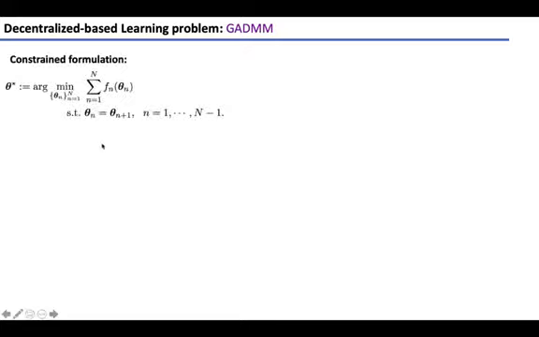Now we describe our decentralized implementation of ADMM, group ADMM. We change one thing in the constraint, so we rewrite the constraint in this way. We say theta n is equal to theta n plus 1. So every worker has two joint constraints, one with the previous worker and one with the next worker, except of course the first and the last workers.